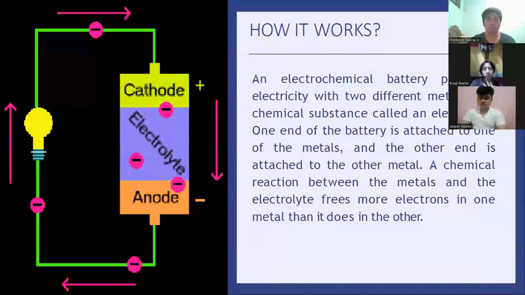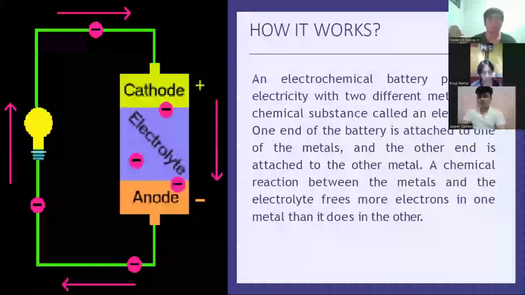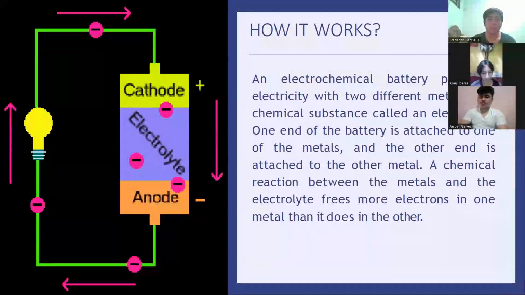On one end of the battery, it is attached to one of the metals, and the other end is attached to the other metal. A chemical reaction between the metals and the electrolyte frees more electrons in the metal than it does in the other. Thus, there is a flow of electrons here.